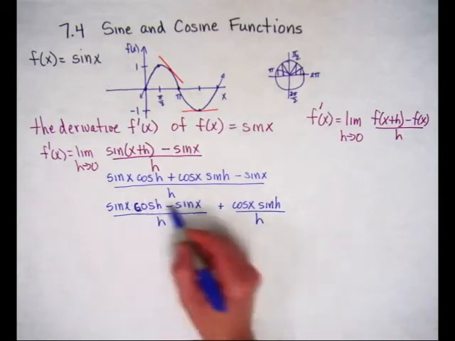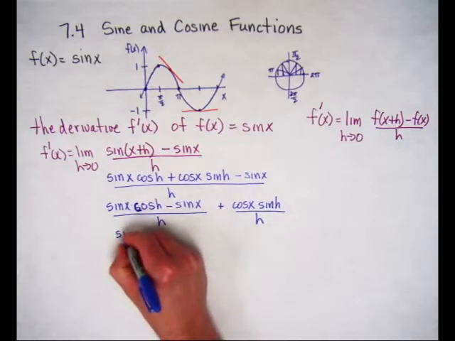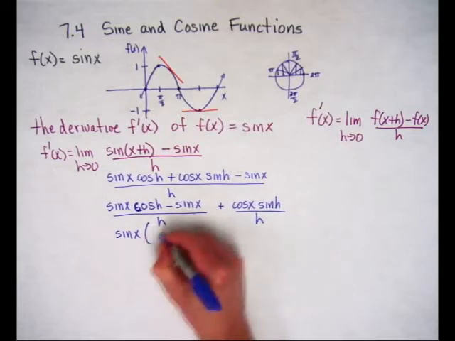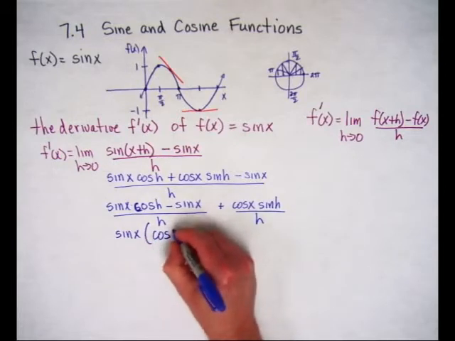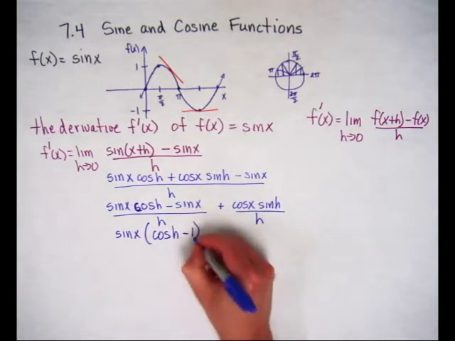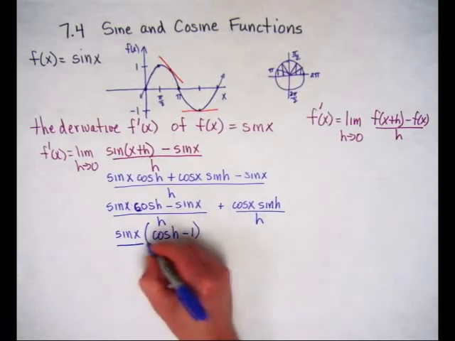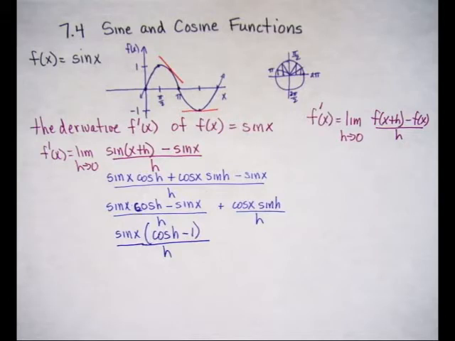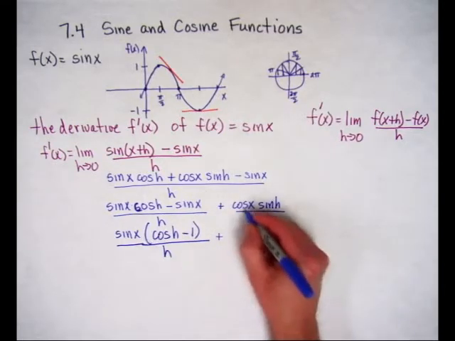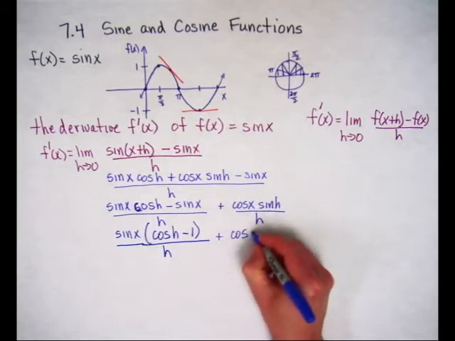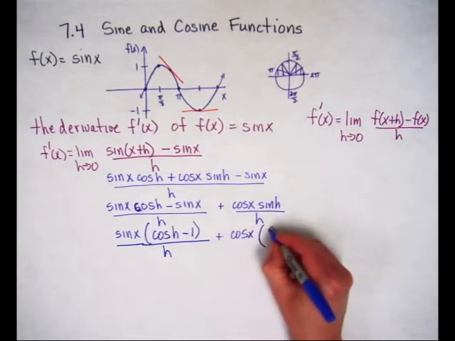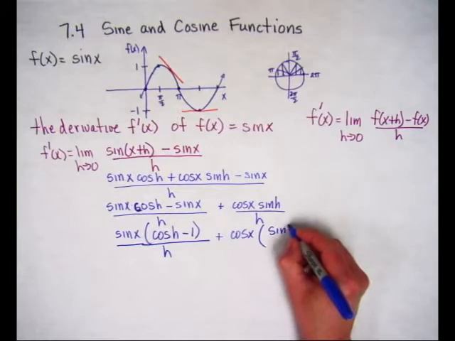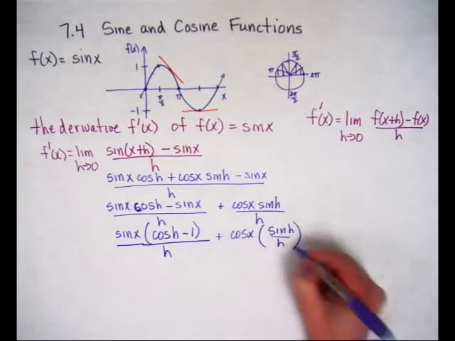Now I can take out a common factor. There's a common factor here of sine x. If I take the common factor out, I'll get sine x times cos h minus 1 over h. And over here, I'm going to isolate this cos x as well by pulling it out and just writing this as sine h over h.